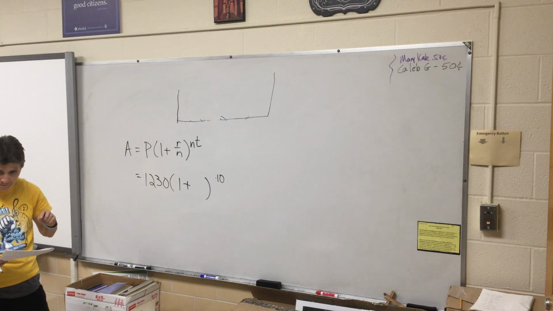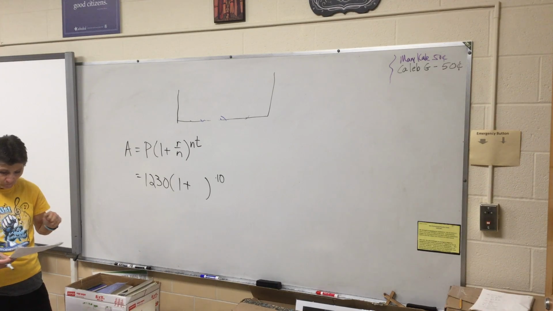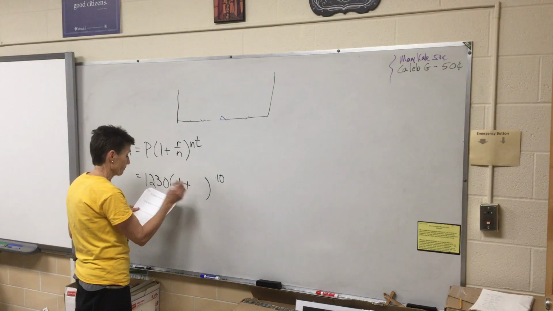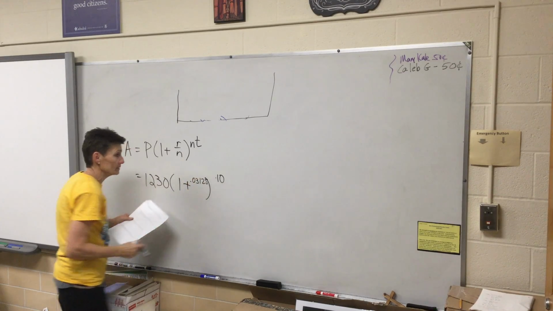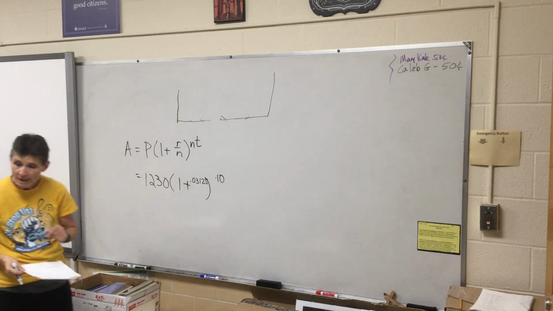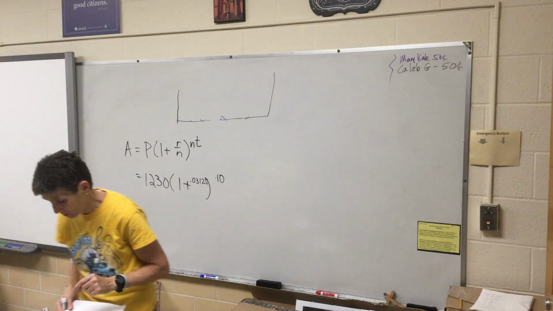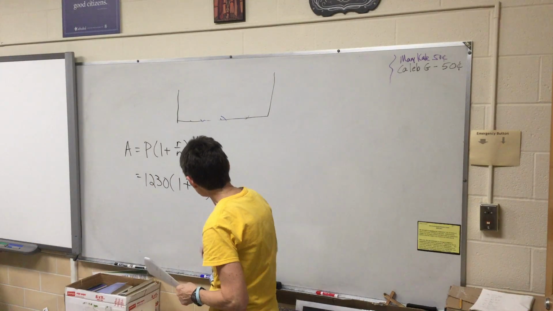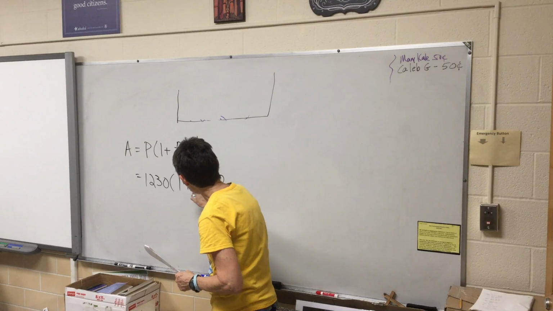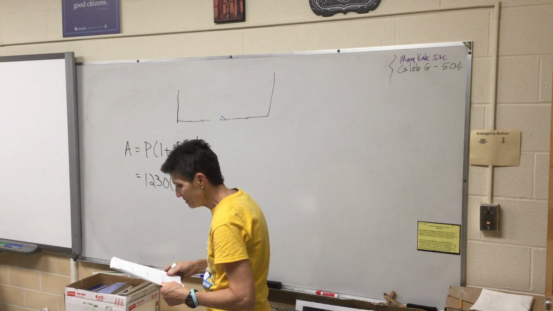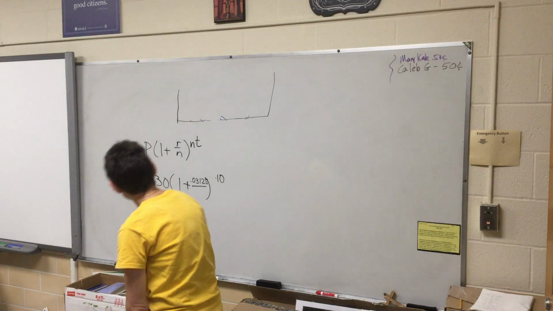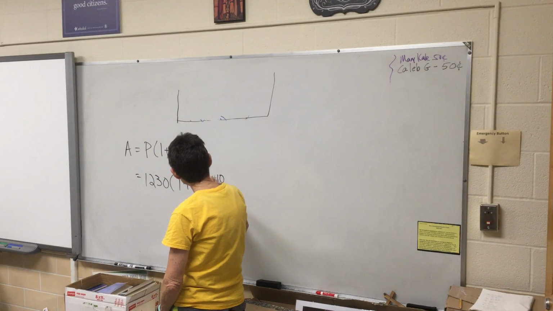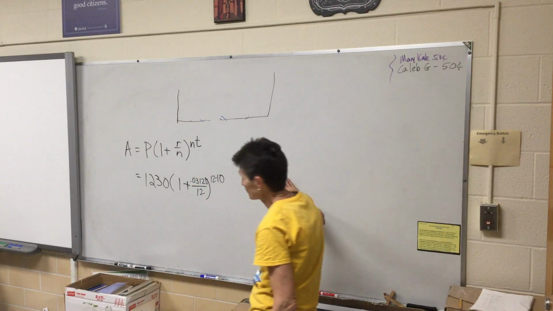Do I have an R? Yes, it's 0.03125. Perfect. The interest rate goes in as a decimal, and that's perfect, 0.03125. Now, what's my N this time? We're compounded monthly, so it's a 12. And you put a 12 in both spots.